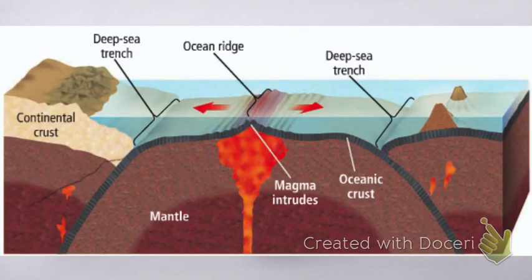Okay, at these boundaries you get two different features. You get these ocean ridges and you get these trenches. The ridges, this is where ocean crust is created. We've got magma rising up from the mantle here. That gets to the surface and then pushes to the side here. All right, and so we've got new crust there at the ocean ridge.